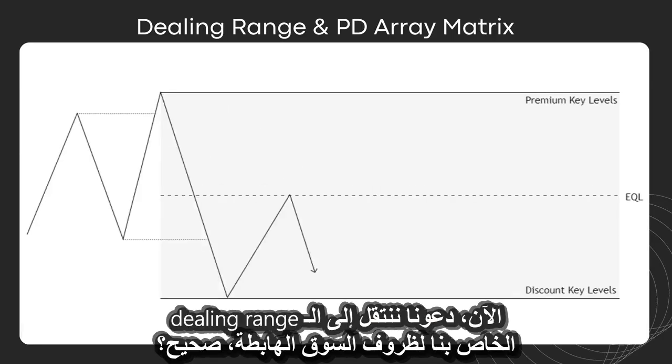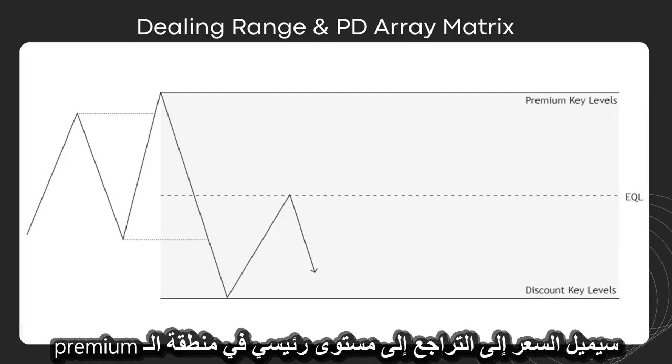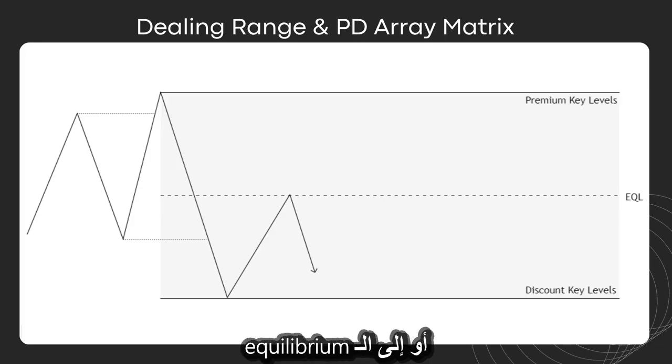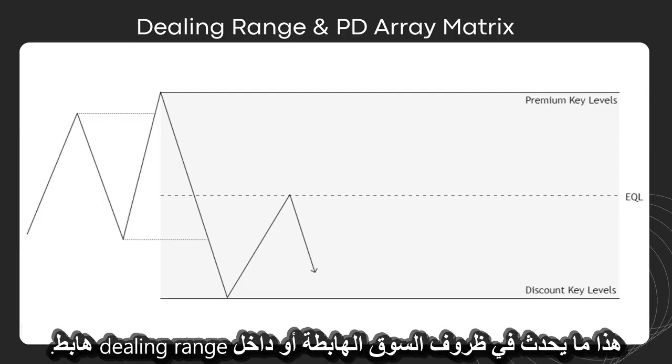Now let's move on to our dealing range for bearish market conditions. In case of a bearish dealing range, price will tend to retrace to a premium key level or to the equilibrium of this whole dealing range before moving lower, as you can see in the graphics. That's what happens in a bearish market condition or inside a bearish dealing range.